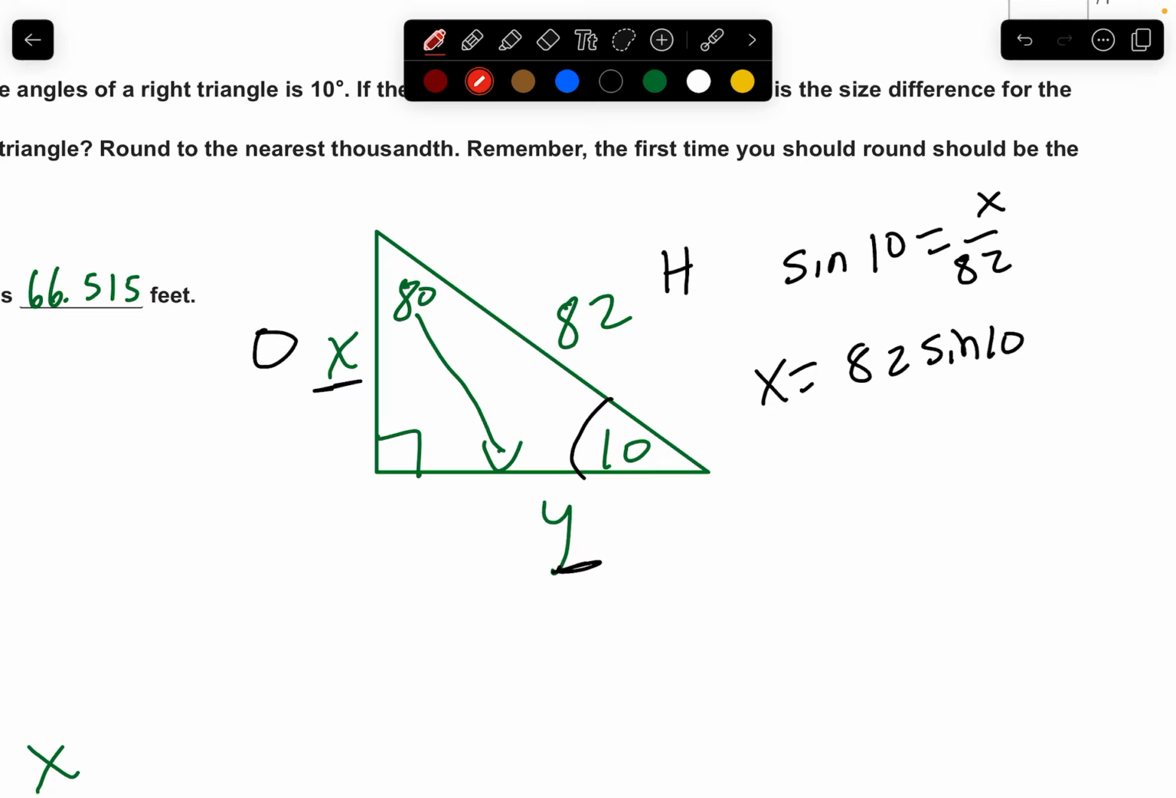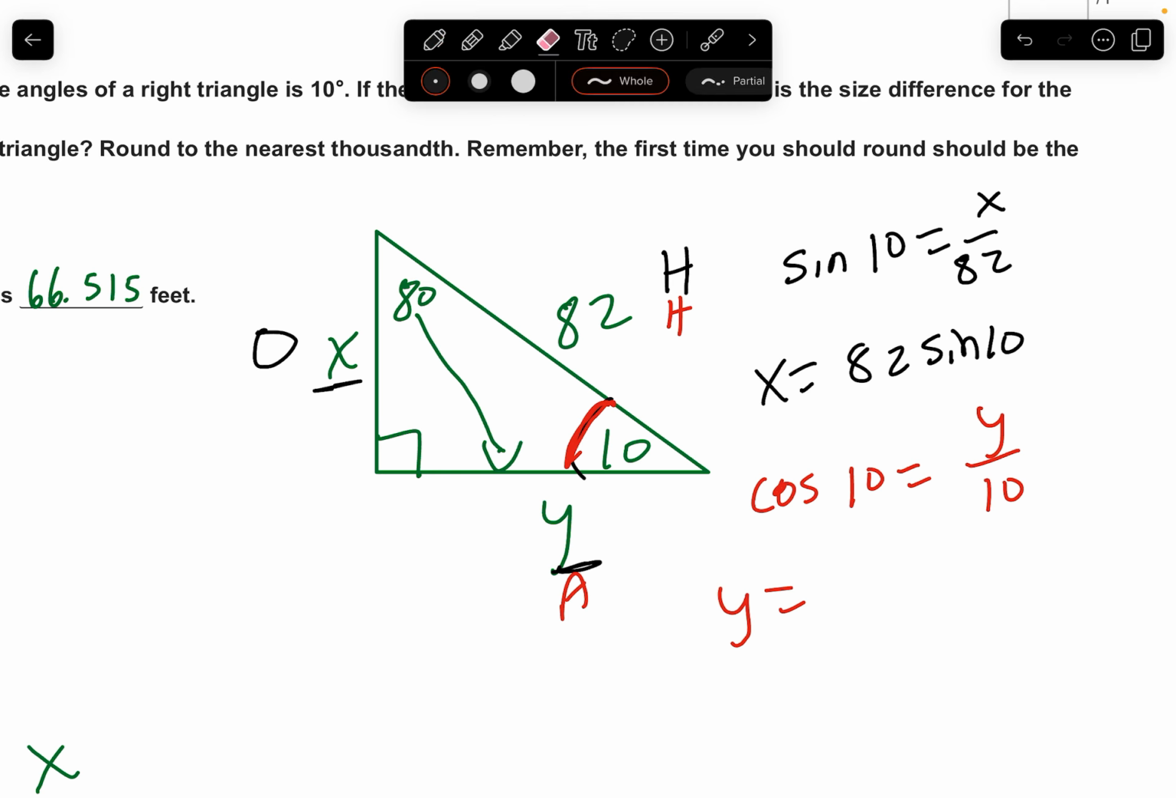Then I'm going to solve for y. Y, still going to use my 10-degree angle. The y is adjacent, and we have the hypotenuse. So the cosine of 10 equals adjacent over hypotenuse. If y is up high, all you got to do is multiply. And I messed up, dang it. It's going to be y over 82. Hopefully you caught that. So y equals 82 times the cosine of 10.